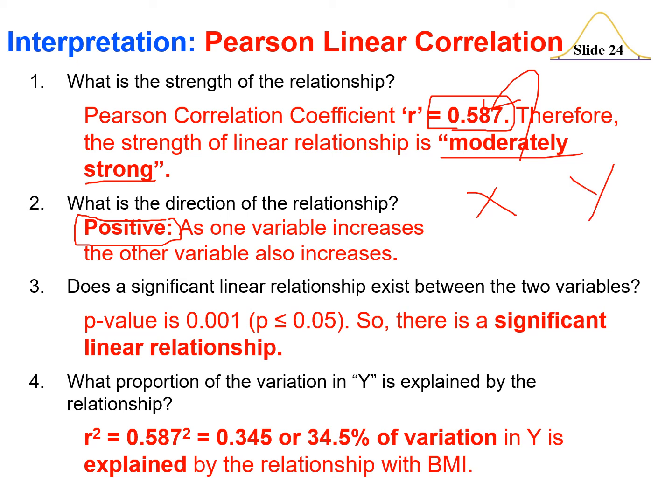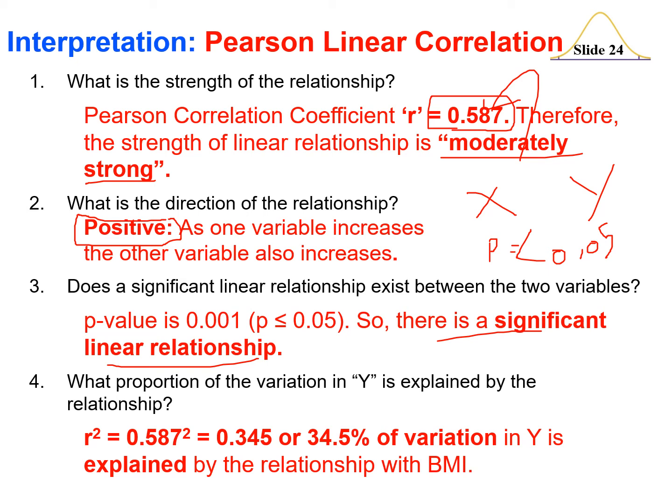Does a significant linear relationship exist between the two variables? We use the p-value of the significance test. The p-value is less than 0.05, so our decision is to reject the null hypothesis. The p-value is 0.001, which is less than 0.05. So we reject the null hypothesis, which means that there is a significant linear relationship. The correlation is statistically significant.